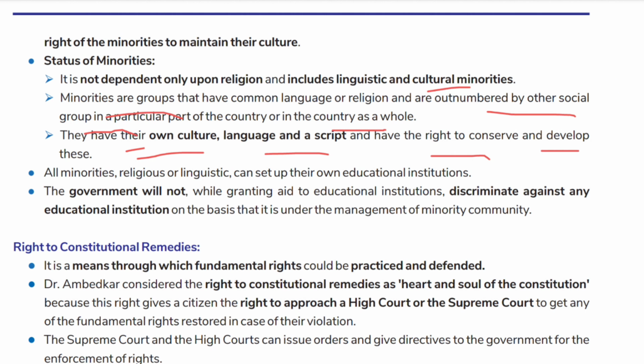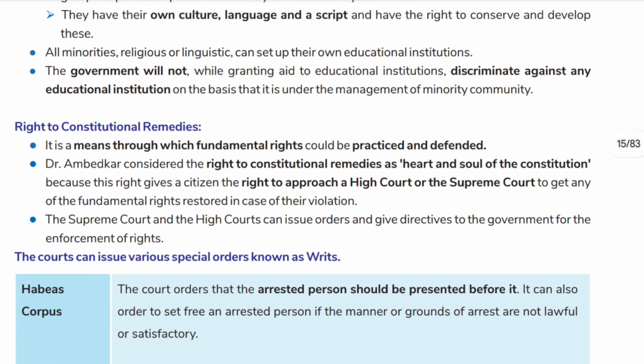All minorities, religious or linguistic, can set up their own educational institutions. The government will not, while granting aid to educational institutions, discriminate against any educational institution on the basis that it is under the management of a minority community. Now, the right to constitutional remedies. It means through which fundamental rights could be practiced and defended.